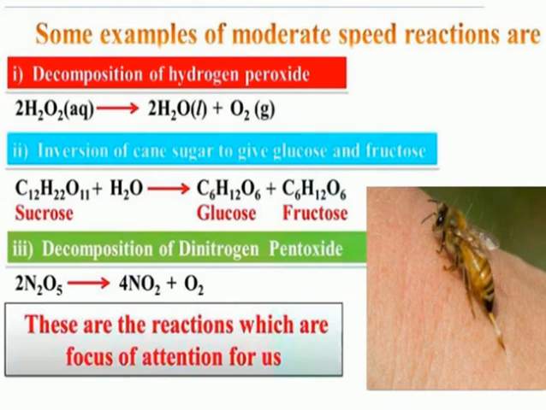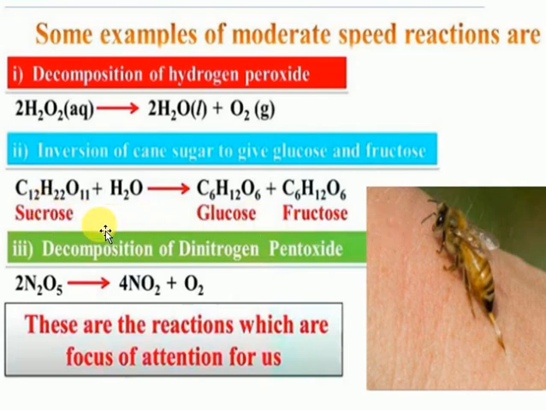Next are some moderate speed chemical reactions. The decomposition of hydrogen peroxide forms water and oxygen, and it occurs at a moderate speed. Next is the inversion of cane sugar, where sugar molecules break into glucose and fructose. This reaction also occurs at a moderate speed; it does not occur very fast. So chemical kinetics deals with ester hydrolysis as well.